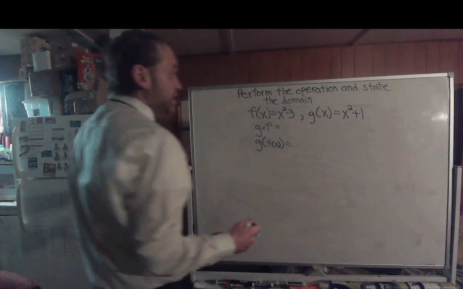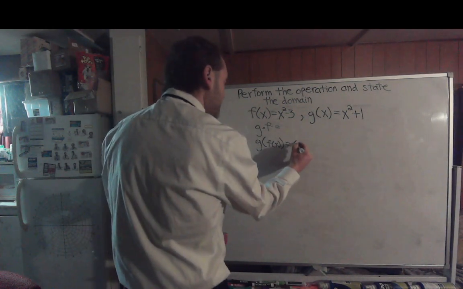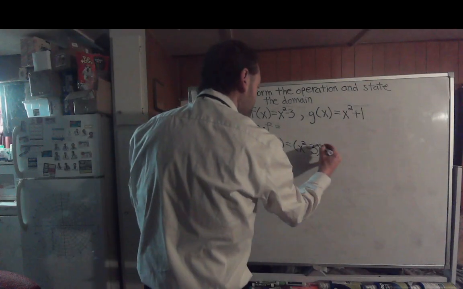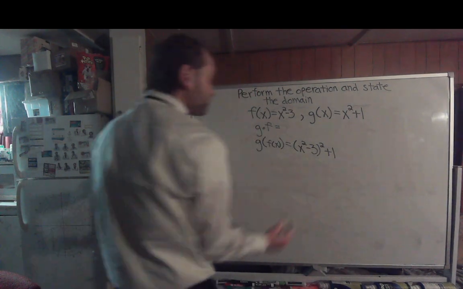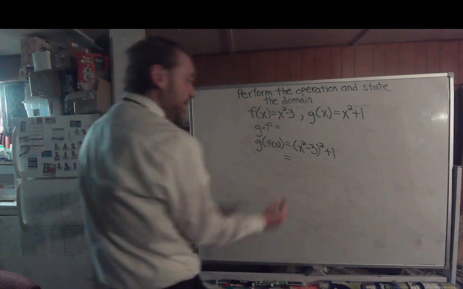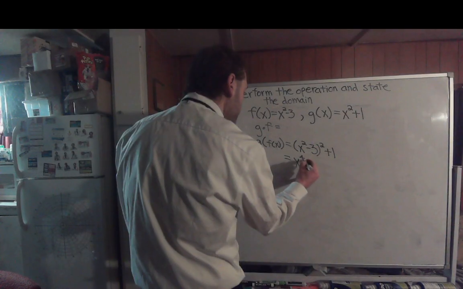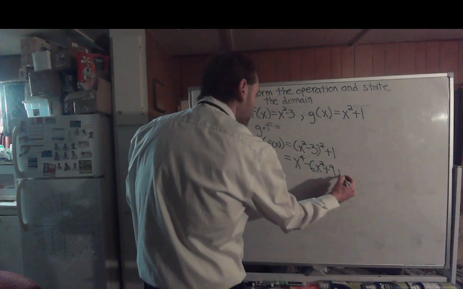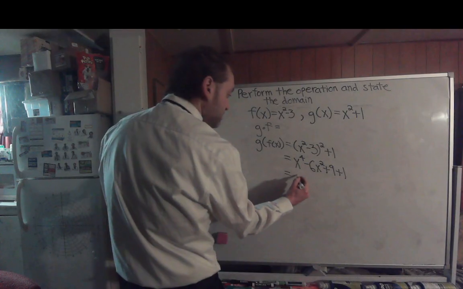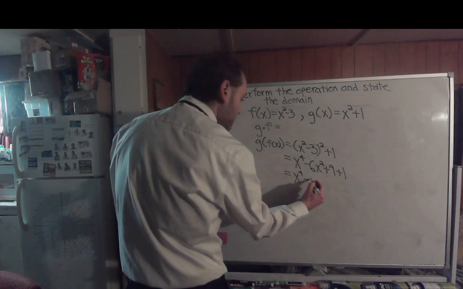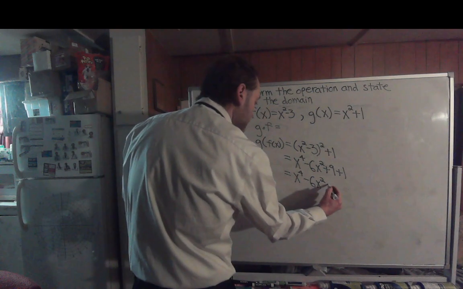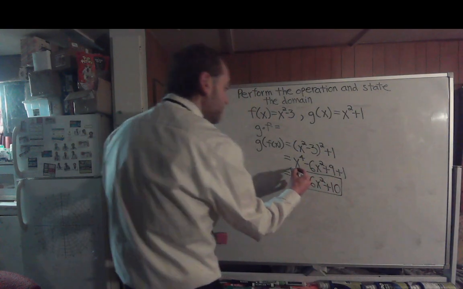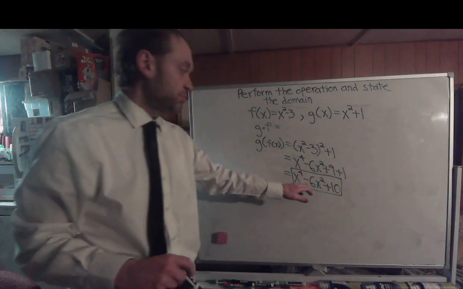So let's see. You're going to take that entire (x² − 3) quantity, raise that to the second power, and then add 1. Which, when you expand this out, would end up giving you x⁴ − 6x² + 9 + 1, which simplified is x⁴ − 6x² + 10. And that is g composition f: x⁴ − 6x² + 10.